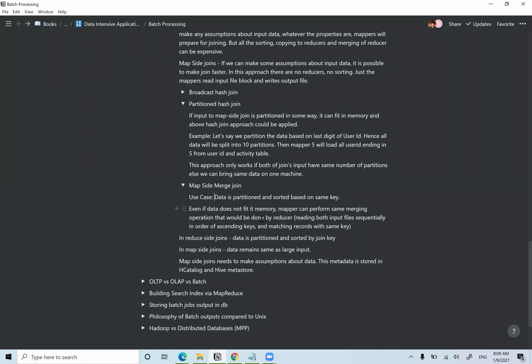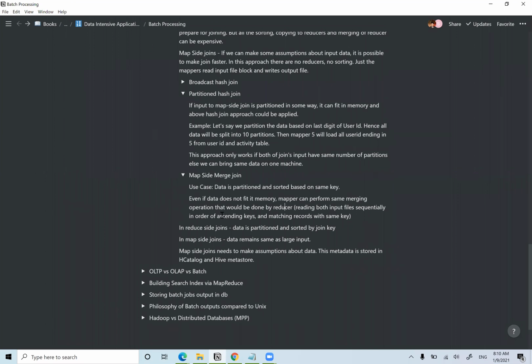And again, your data will be sorted if you are doing this in a workflow where one MapReduce job outputted your data in sorted form. Then this MapReduce job could use a map side merge join, because your data is already sorted, so it can do those joins faster using map side merge.